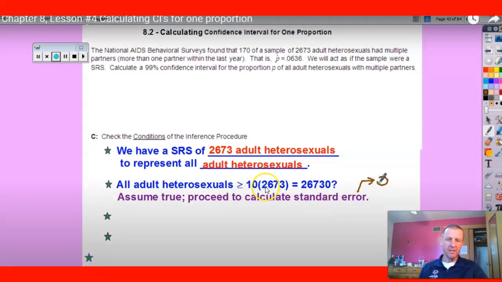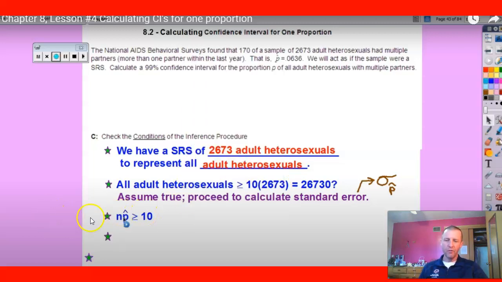We usually write this as little n has to be less than or equal to 10% of big N. If you take 10% of the population, does that still work? Either way, the population is 10 times the sample, or the sample is less than 10% of the population.